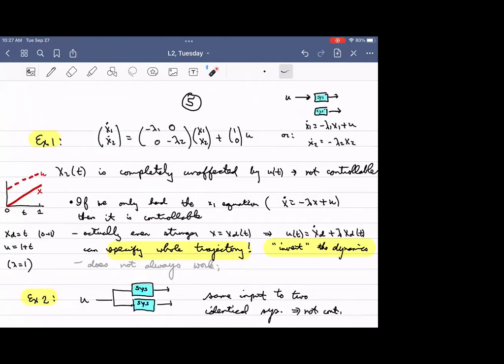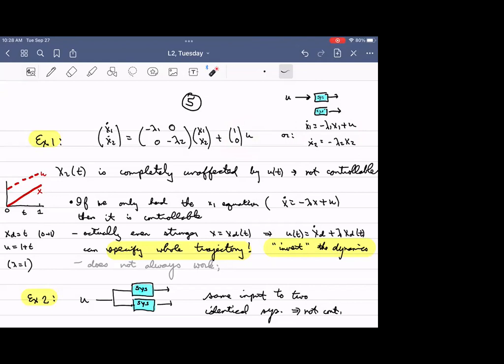I think it's best approached by thinking about a bunch of examples of systems that are or are not controllable. So let's look at a two-dimensional system, which is two first-order systems. A is this diagonal matrix, so it's two uncoupled first-order dynamics. x1 dot is minus lambda 1 x1 plus u, and u is linked into the system by (1, 0). When we write out the two equations, u is hooked up to system one and not hooked up to system two. So x1 dot is minus lambda 1 x1 plus u, and x2 dot is just minus lambda 2 x2.